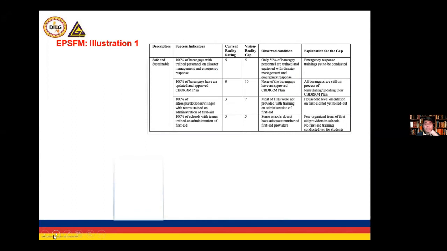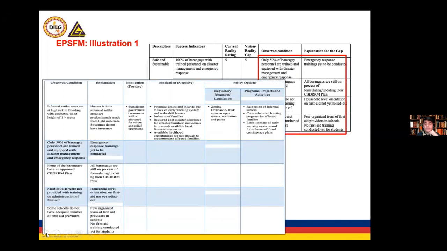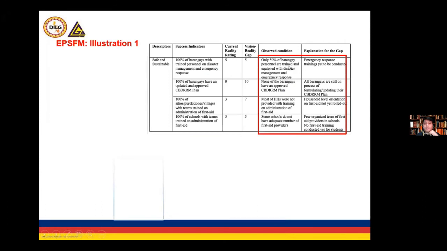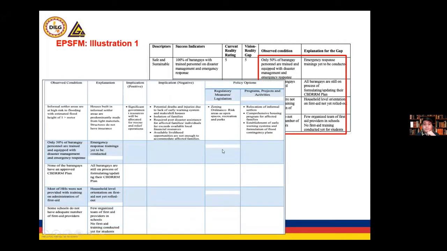Now, para dun sa mga LGUs na meron ng SIDRA, yan na mismo yung laman ng SIDRA natin. Merong observed condition and then merong explanation for the gap. Okay? So, ang gagawin natin, ika-call out lang natin yung laman ng SIDRA. Okay? So, madali na lang kapag meron tayong SIDRA. But unfortunately, some of our LGUs do not have the SIDRA, kaya we will do with what we have, the LCCAP or the LDRM plan.